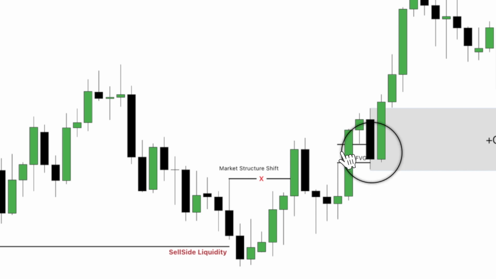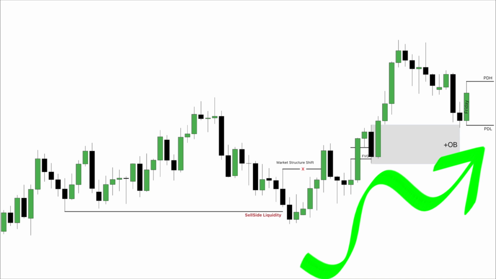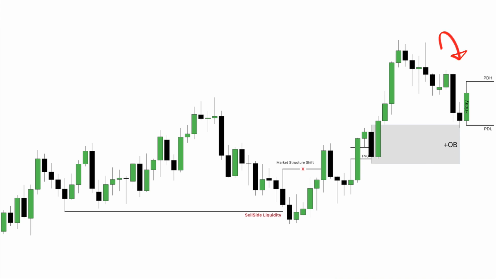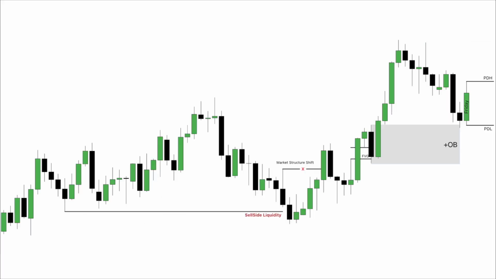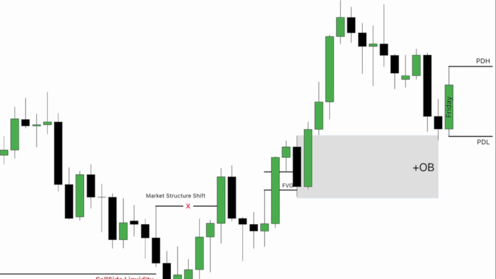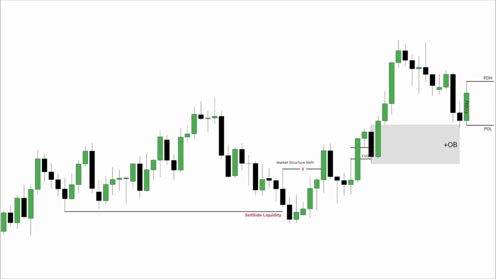The price has been supported by the fair value gap and it failed to displace lower, and the price continued to go up, and now the price has retraced again back to our order block. And currently we are on a Friday. We have identified our previous day high and previous day low, so our next likely draw on liquidity will be going up, so our bias will be bullish.